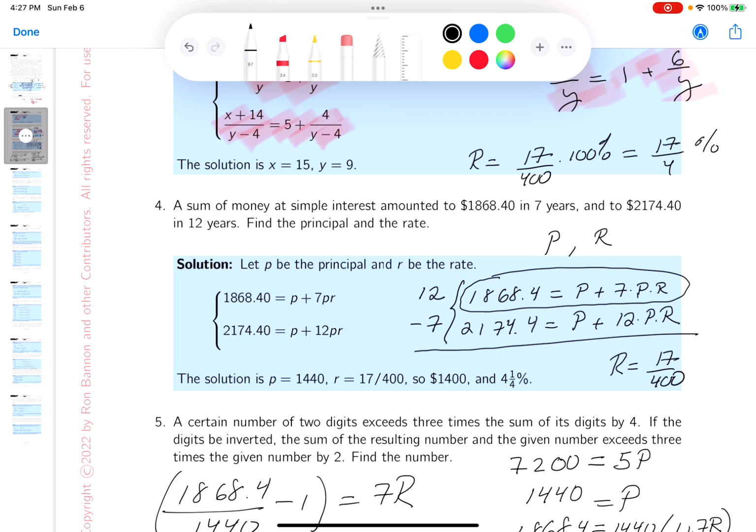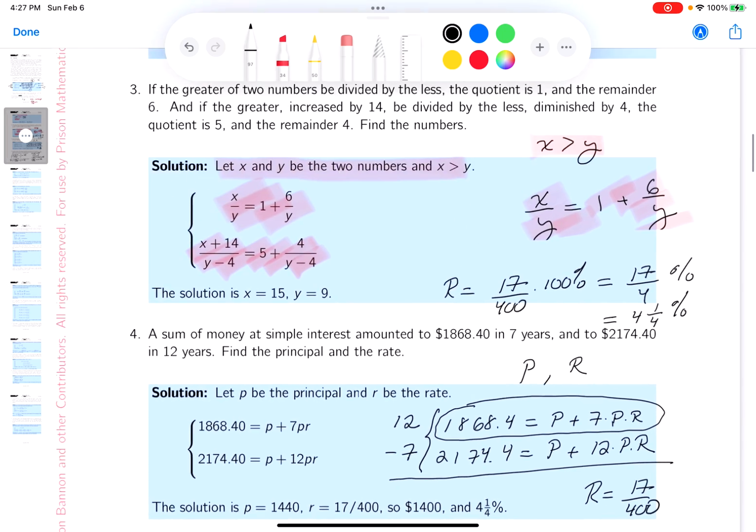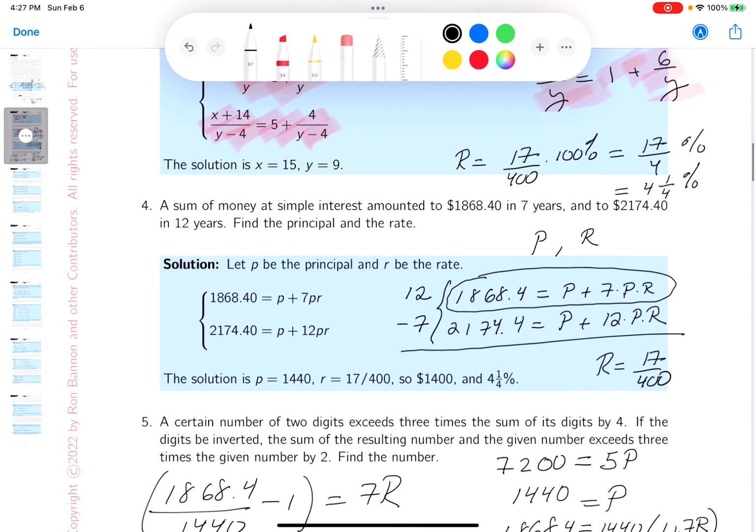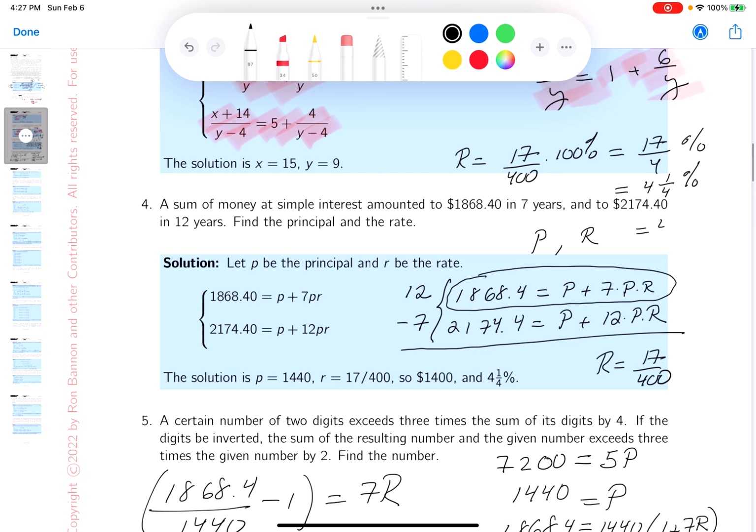So I need to write this down in a more reasonable way. 4 goes into 17 4 times with the remainder of 1. So 4.25%. That's one way you could say it. I think nowadays, though, people might be confused when you say that. I'm going to say 4.25%.